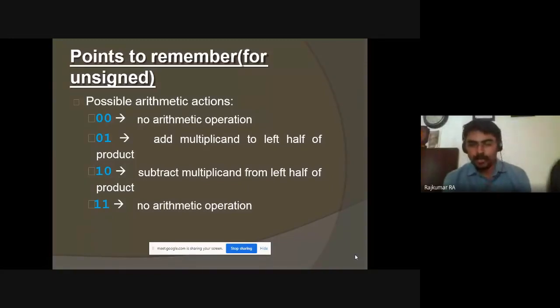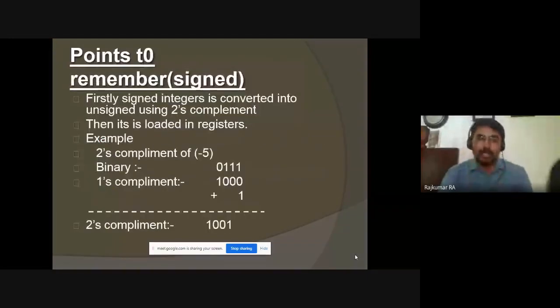Please remember, it's very easy. It's just text here, and only points to remember. And for signed numbers, so far we have seen only the unsigned numbers, that's called plus numbers.